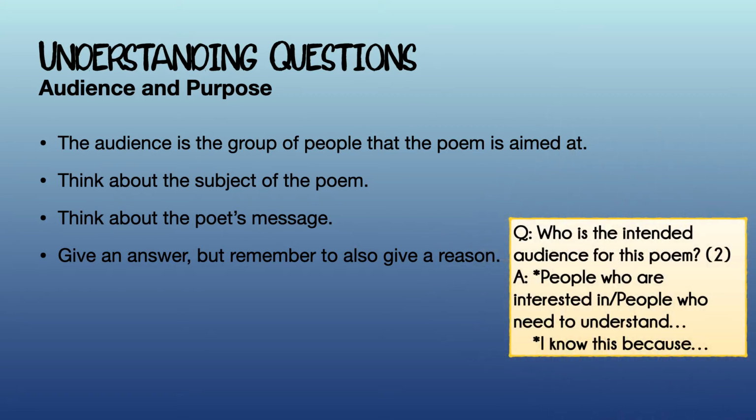So for example, the question might be, who is the intended audience for this poem? And your answer would be people who are interested in whatever, and please don't say people who are interested in poetry, that's just too vague. Or it could be people who need to understand something. And then your second bullet point would be, I know this because. And you could refer to the text, either through a quotation or just by explaining what the text is about.